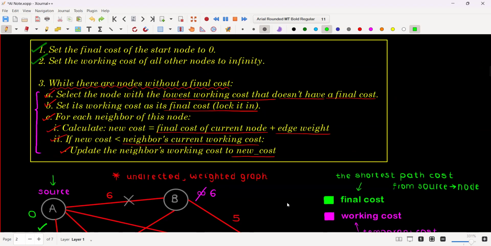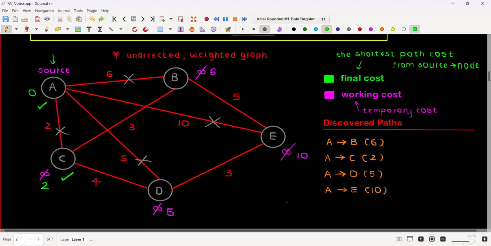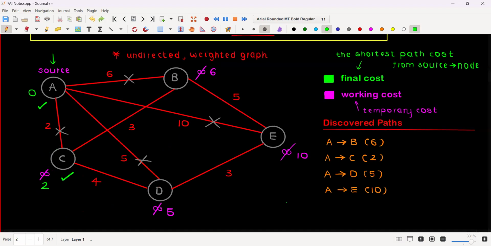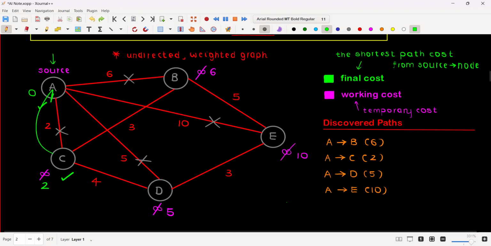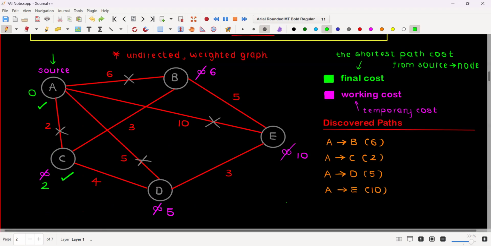Right, so now we repeat, but this time for every neighbor of C that hasn't already been discovered. So what are the neighbors of C that haven't already been discovered? Now A is a neighbor of C, but it's already discovered, so I don't worry about that.